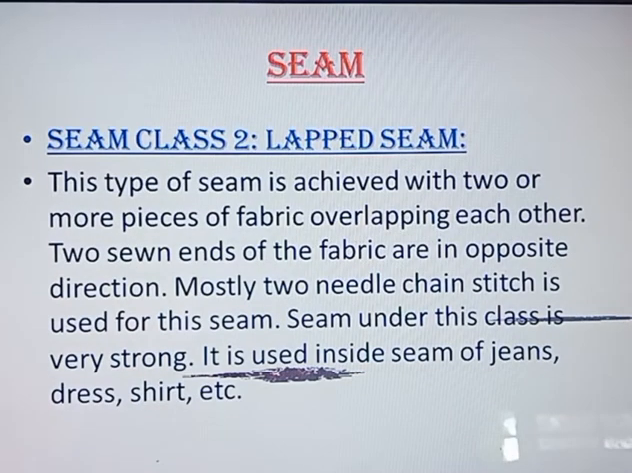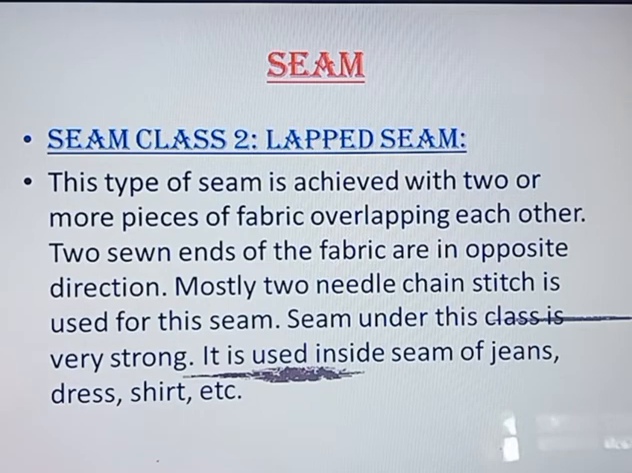So the next is the lapped seam. This is seam class 2, the lapped seam. This type of seam is achieved with two or more pieces of fabric overlapping each other. Mostly the two sewn ends of the fabric are in opposite direction, and these are attached by needle chain stitch. So this class of stitch is very strong, as we can see. This is used in jeans, dresses, shirts, etc.